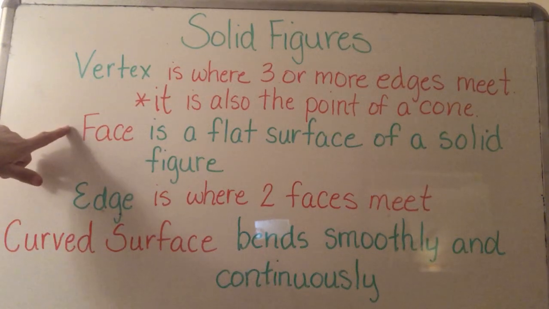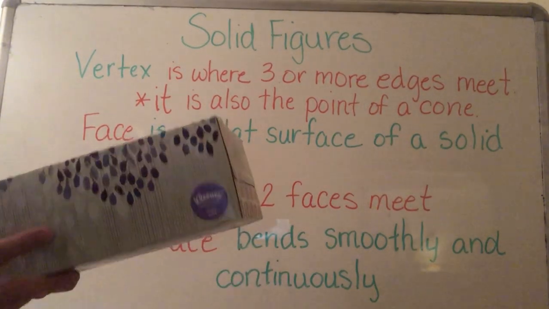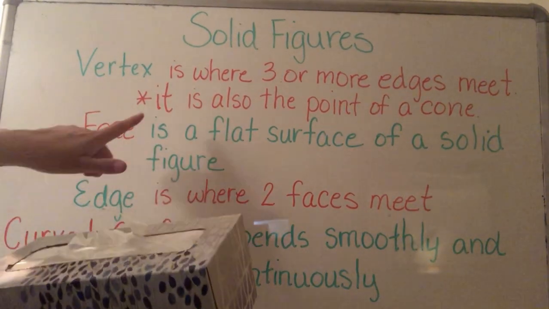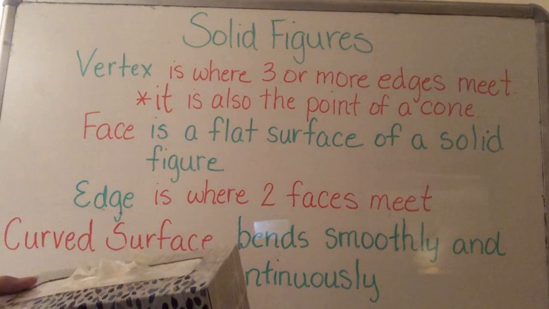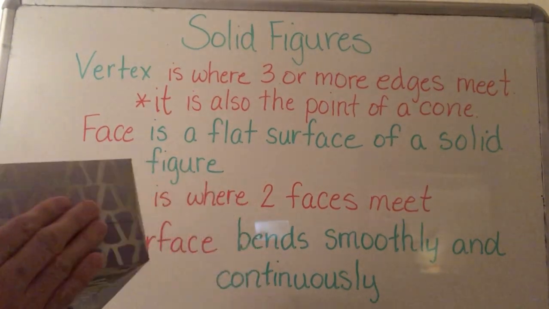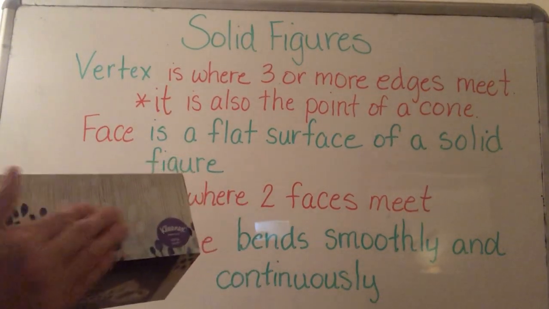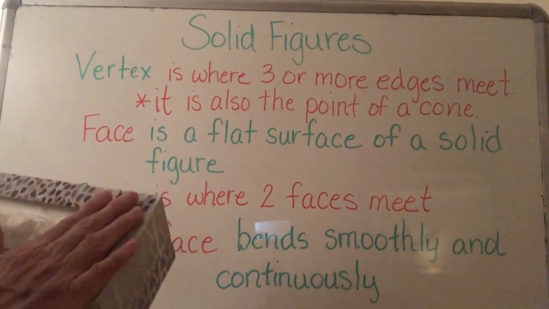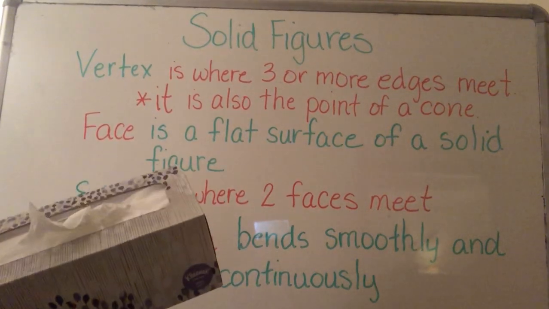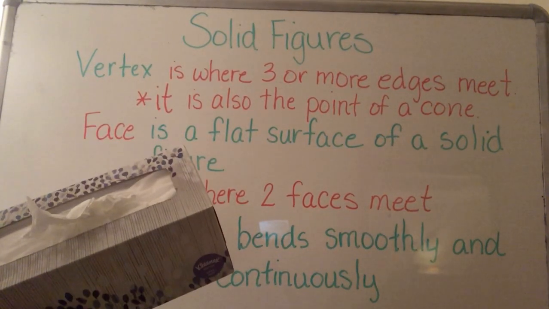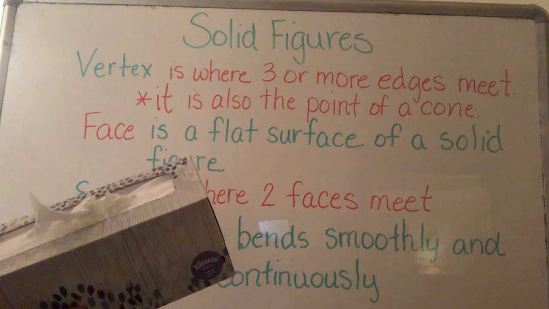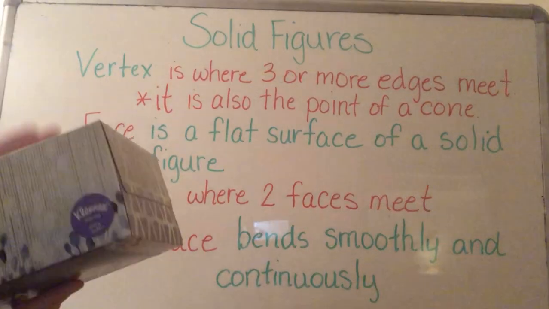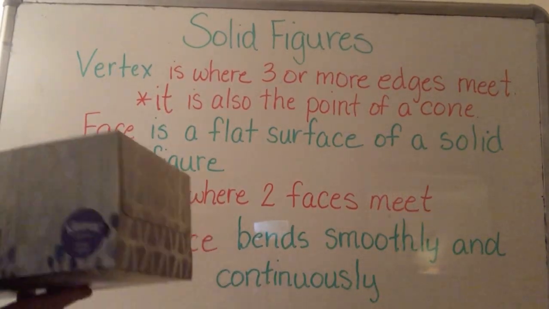The second term here, and like I said, highlight these as we go along, is a face. I'm going to go ahead and use this tissue box again because it's just a good example. We'll look at some other shapes in just a minute. A face is a flat surface of a solid figure. That would be all these flat sides. These are all faces, just those flat sides. Just another word really for the sides. There's just, again, a lot more of them in a solid figure than there is on a plain flat figure. So these are your faces here, here, all those flat surfaces are faces.